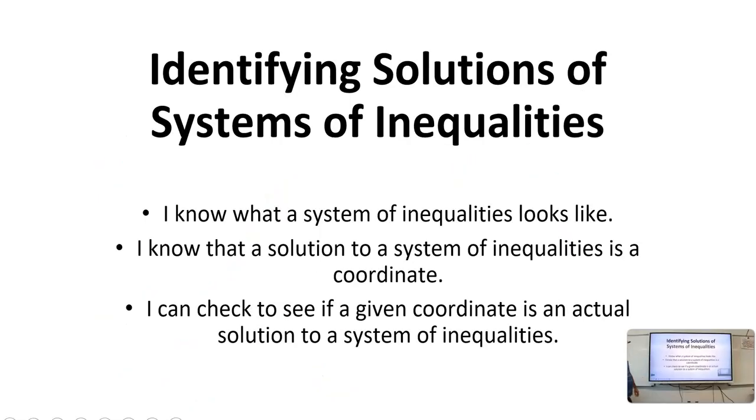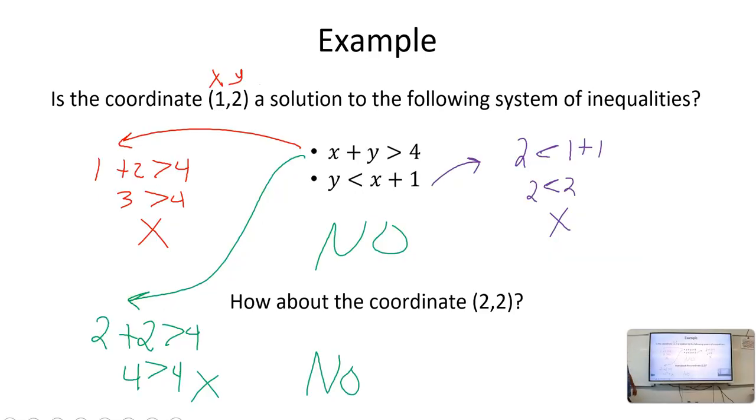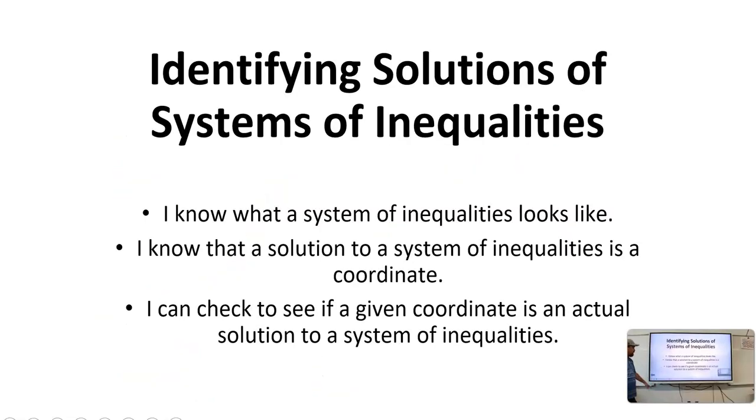Okay? So that's all we're really doing. You're just plugging it in and seeing if it's a true statement or a false statement. If they're both true, we get a yes. If even one of them is false, then it's going to be no. It's not a solution. Okay, so I know what a system of inequalities looks like. I know that a solution to a system of inequalities is a coordinate, and I can check to see if a given coordinate is an actual solution to a system of inequalities. So go ahead and do your assignment and let me know if you have any questions.